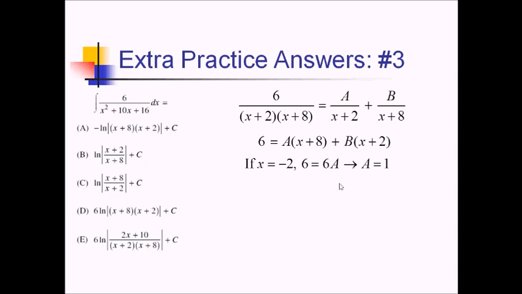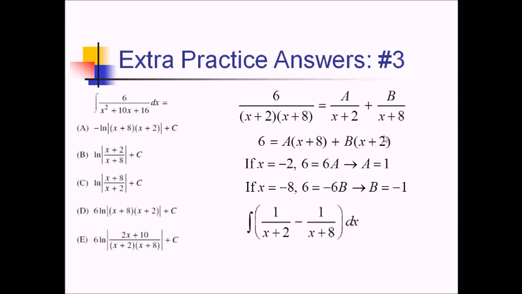Next, I'm going to plug in an x value of negative 8 so I can conveniently get rid of this a. So that's going to be 6 equals negative 6b, because I've got negative 8 plus 2. So then I get b equals negative 1. Plugging all that in and splitting up my fraction inside the integrand, I've got 1 over x plus 2 minus 1 over x plus 8. So now I can go through and take those antiderivatives. This will be ln absolute value of x plus 2 minus ln absolute value of x plus 8 plus c.